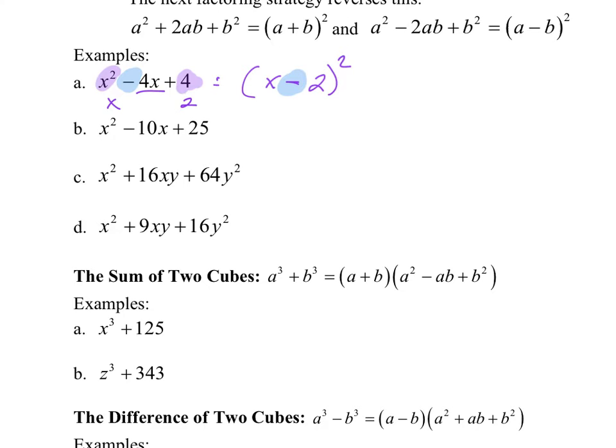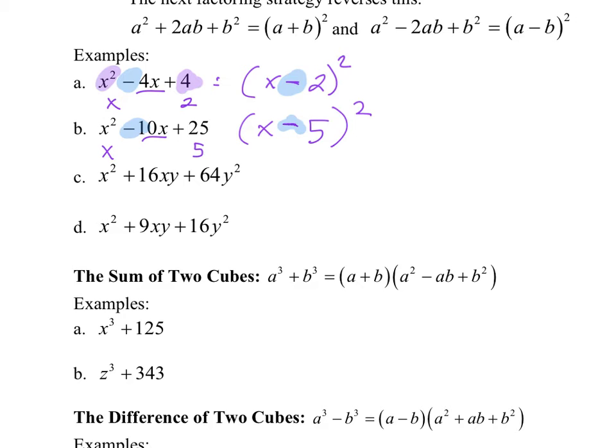Okay, so this is a little bit easier. Here, the square root of x squared is x. The square root of 25 is 5. x times 5 is 5x, times 2 would be 10x. So yes, this does fit my pattern. So I have x, 5, squared. And again, remember that this symbol is the symbol that goes right here. In this case, that symbol is a minus.